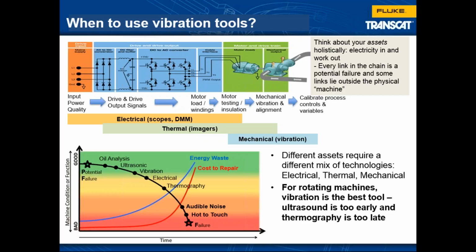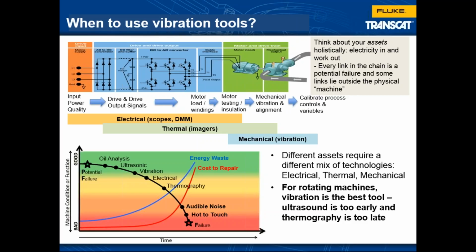Well, for rotating machinery, we like to use this chart, the potential failure chart, which is showing rotating machinery. Now, this is a conceptual chart. It's not graphed by time or machine or anything like that. But it's pretty well accepted in industry that if you've got a machine that starts to fail, there are different technologies we can use to identify that failure before it fails.